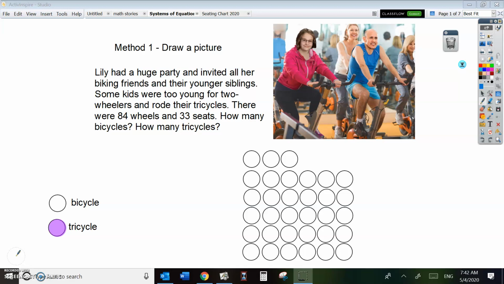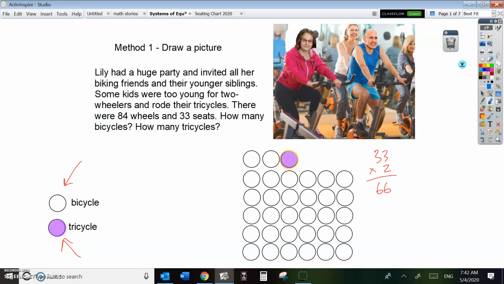So, a picture can help us figure out this problem. You can see here that a white circle represents a bicycle and a shaded circle represents a tricycle. We know that there's 33 altogether, so let's just assume at first that all of these 33 white circles are bicycles. So we'll do 33 times 2, and that's 66, and that's not enough wheels. So let's add some tricycles.